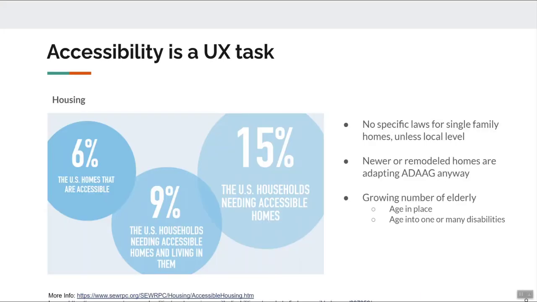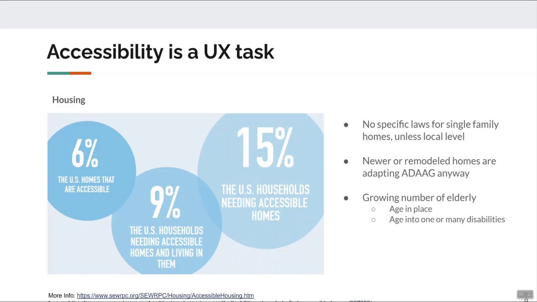For housing, 15% of U.S. households need accessible homes, but only 6% of the homes in the United States are accessible, and only 9% of those who need accessible homes are living in them. There are no specific laws for single-family homes related to accessibility. Newer homes are adapting ADAG anyway.